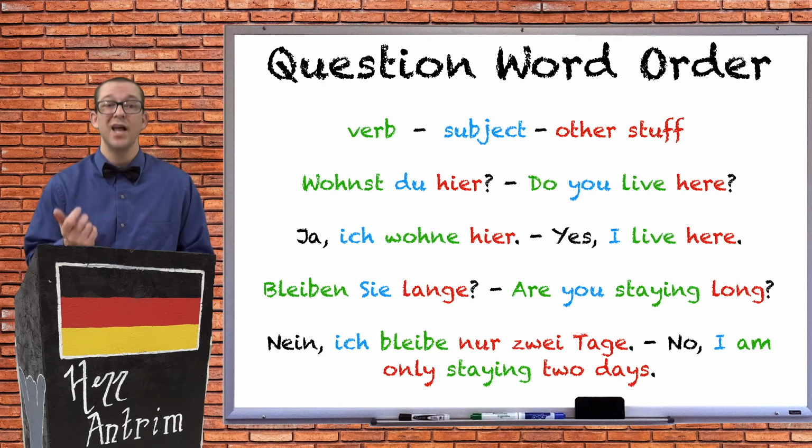Sometimes your subject should not be the same in your question as it is in your answer. For example, if I'm the one responding, the answer to the question probably used the pronoun you. For example, Wohnst du hier? Do you live here? Ja, ich wohne hier. Yes, I live here. Bleiben Sie lange? Are you staying long? Nein, ich bleibe nur 2 Tage. No, I am only staying 2 days.